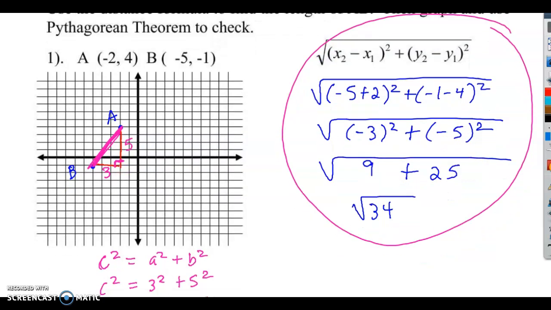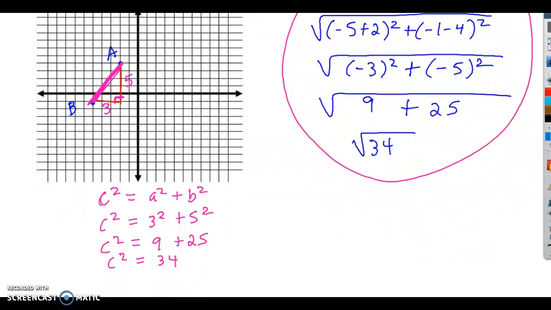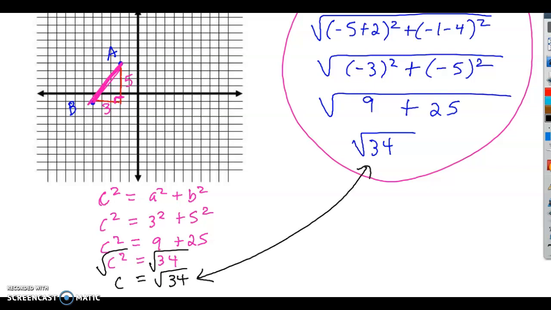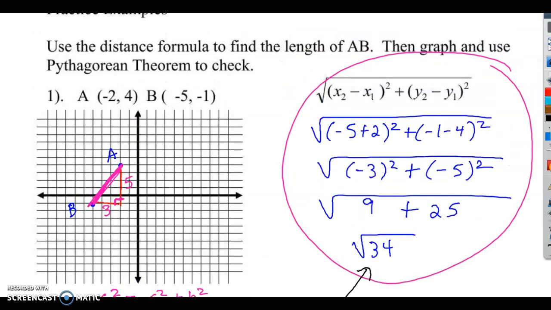So I plug in 3 and 5, I square the numbers, I get c squared is 34. That means that I take the square root of both sides, and I get c is the square root of 34. And I don't even care what that value is, because notice it is the same. So anytime you're asked to find the distance between 2 points or the length of a segment, that means the exact same thing. You can use the distance formula, and you don't need graph paper, or you can break out a piece of graph paper, plot the 2 points, draw yourself a triangle, and do Pythagorean theorem.